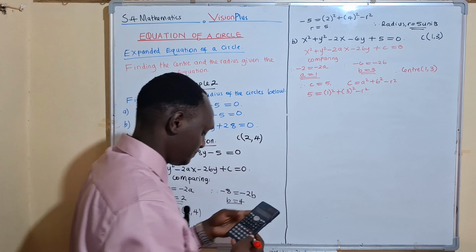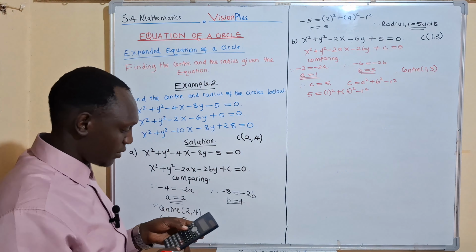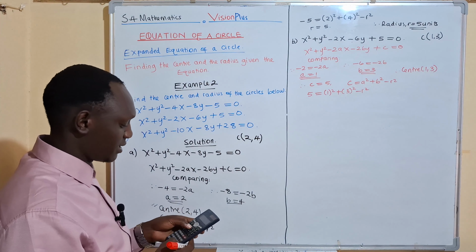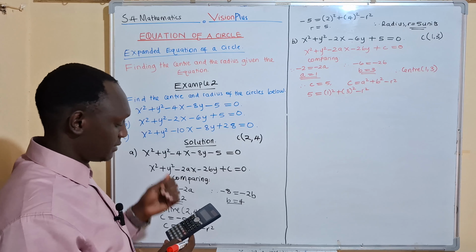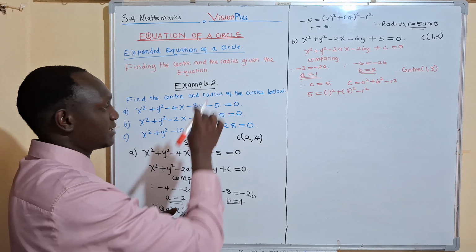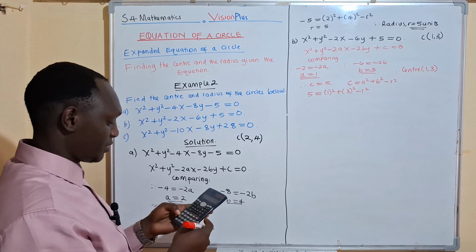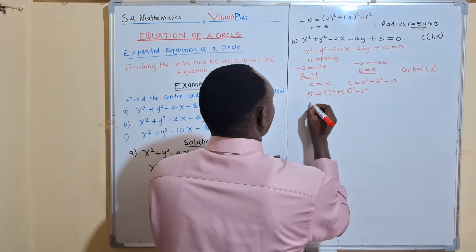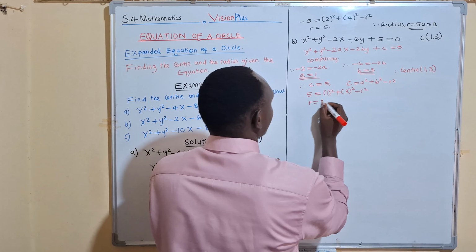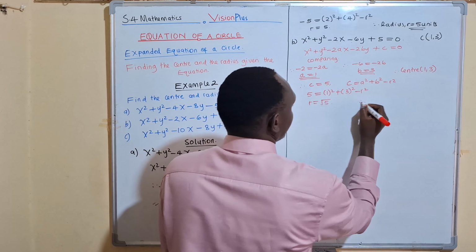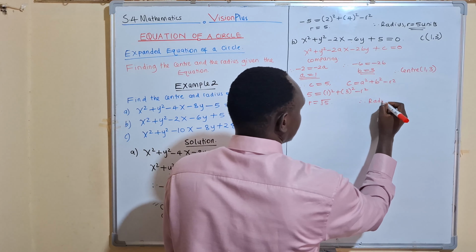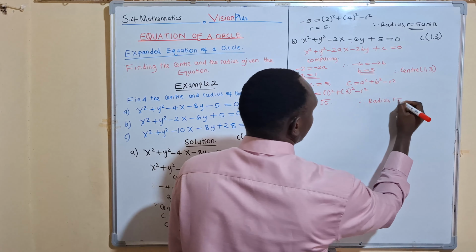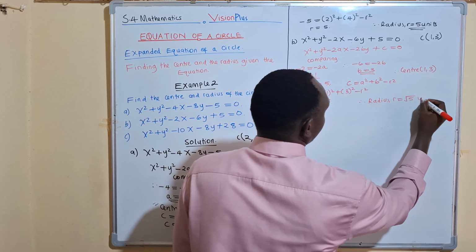Then we solve it. I'm going on the calculator. 1 squared plus 3 squared, I'm getting 10. So if I carry that on that side, it becomes positive, so I will say minus 5. I'm getting 5. Therefore, r is root of 5. So we say therefore, the radius r is root of 5 units.